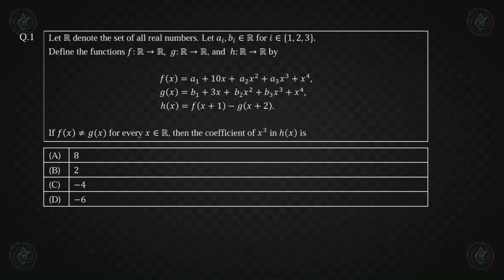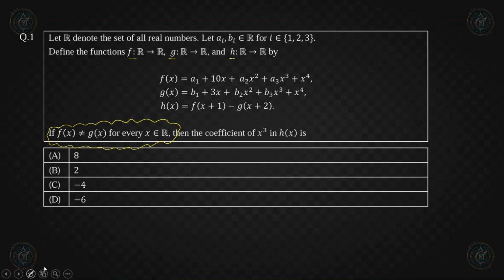Define the functions f, g and h, all three of which are defined from real numbers to real numbers. f(x) is this, g(x) is this, h(x) is this. If f(x) is not equal to g(x) for every x belongs to R, this is our given condition, then the coefficient of x cube in h(x) is what?